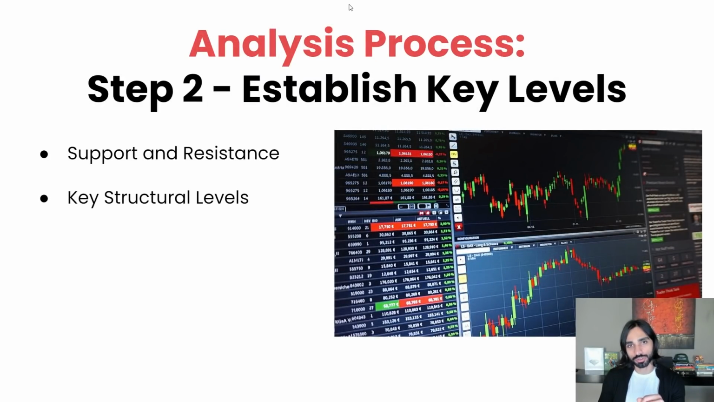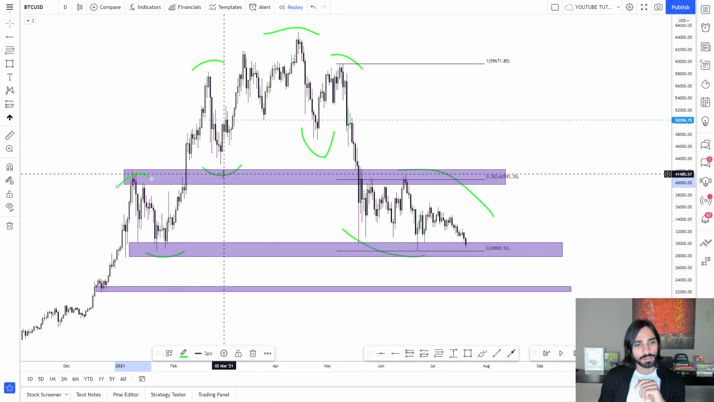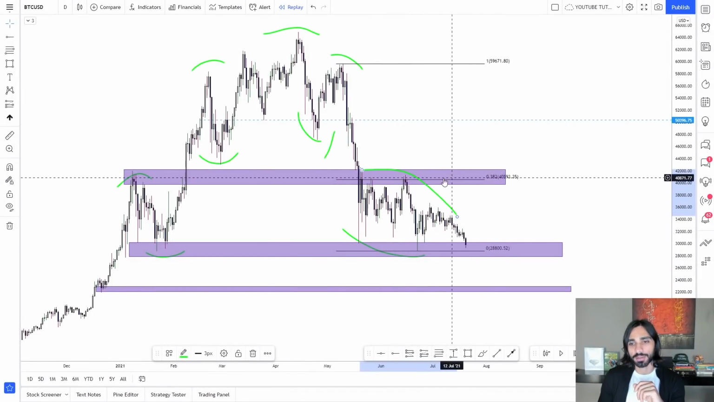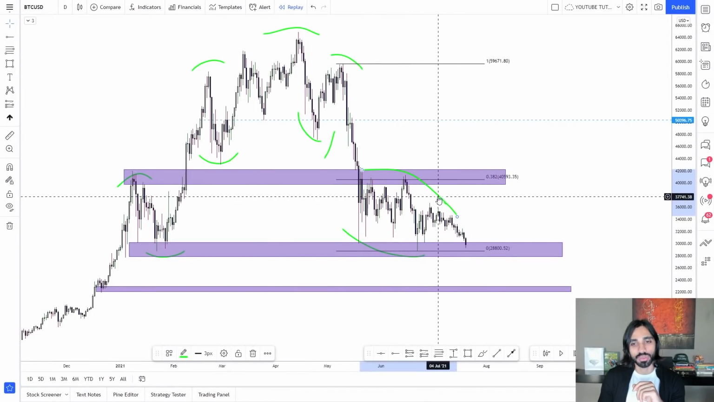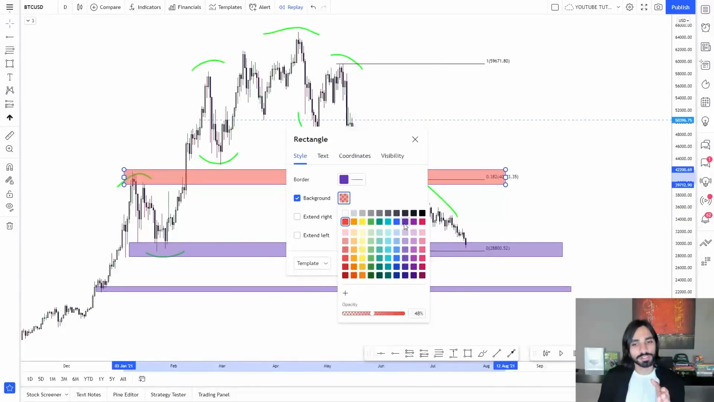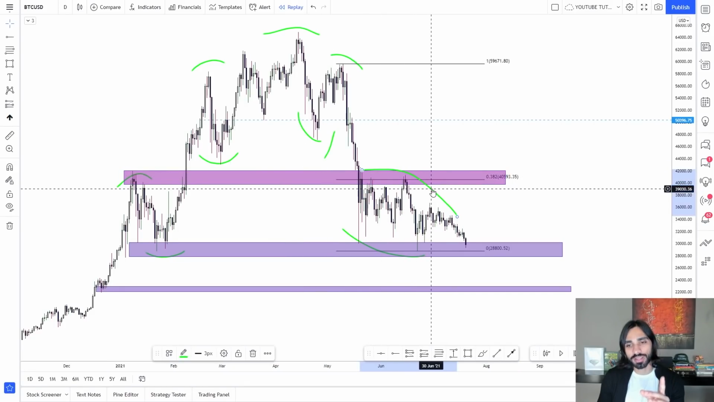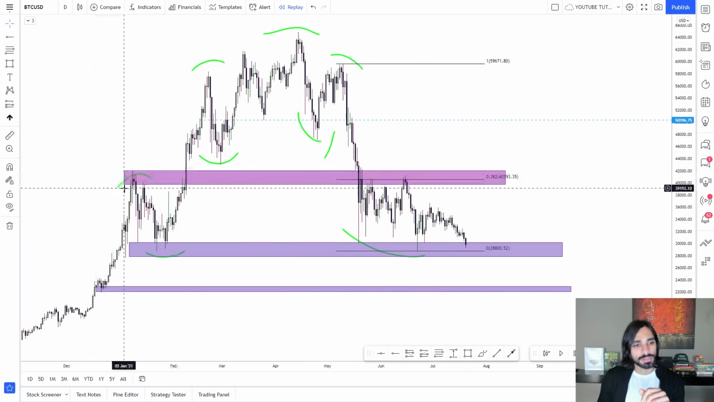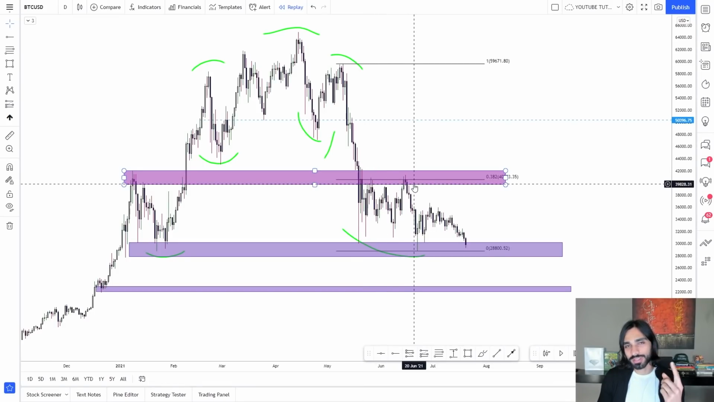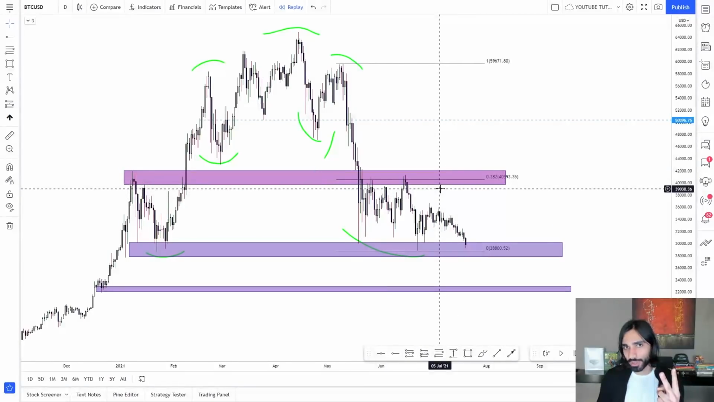Next, what are the key structural levels? Well, let's bring this here and this over here. You can see these 2 structural levels have just lined up with 40K and the 0.382. That makes this level even more significant. So let's change the color of this level. We can see 2 structural levels lining up over here. This is again increasing the significance of this level. Right now, this level has just become hyper important. Not only is it psychologically important, it's also the 0.382. It's also a key structural level.